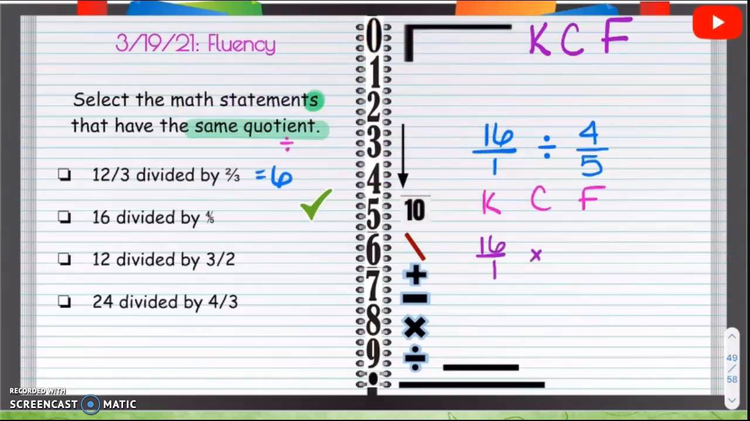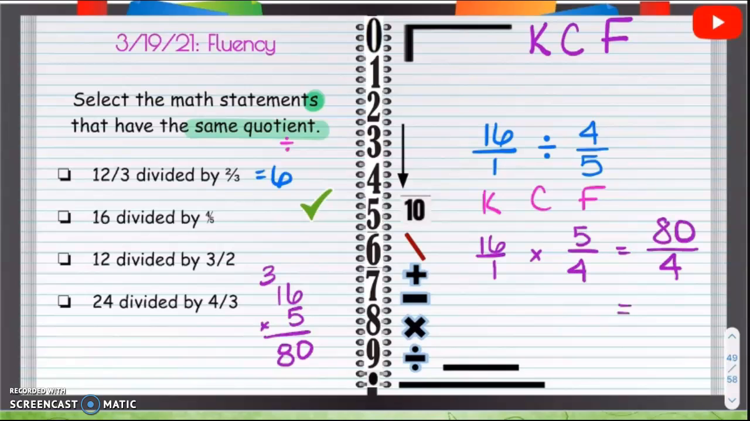We're going to change the sign. And we're going to flip the fraction. 16 times 5. And then 1 times 4 is 4. 16 times 5, let's see. 5 times 6 is 30. 5 times 1 is 5, plus 3 is going to be 8. So then we'd have 80 divided by 4.